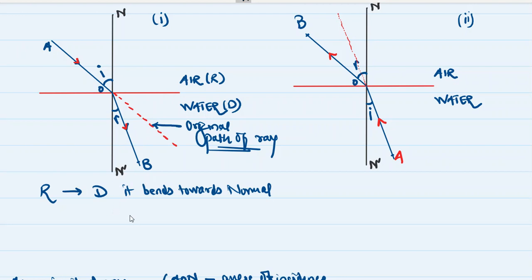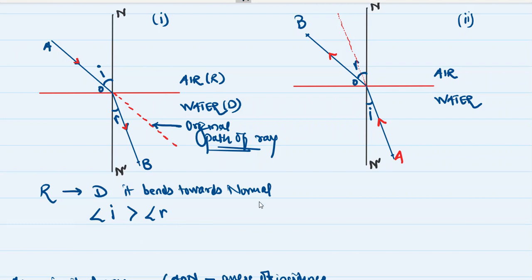One more thing to notice whenever a ray of light enters from rarer to denser medium is that the angle of incidence is greater than the angle of refraction. And this happens only when the ray of light is traveling from rarer to denser medium. When a ray of light enters from rarer to denser medium, it bends towards the normal and the angle of incidence is always greater than the angle of refraction.